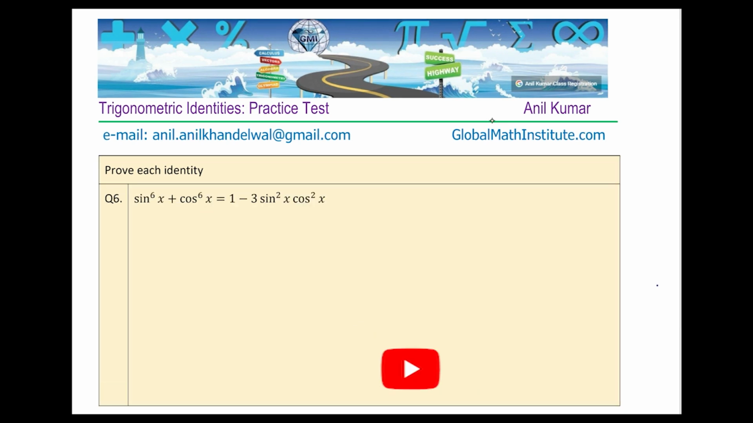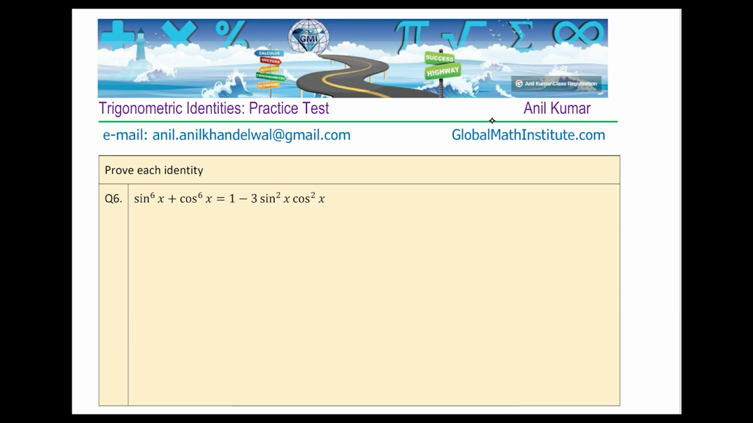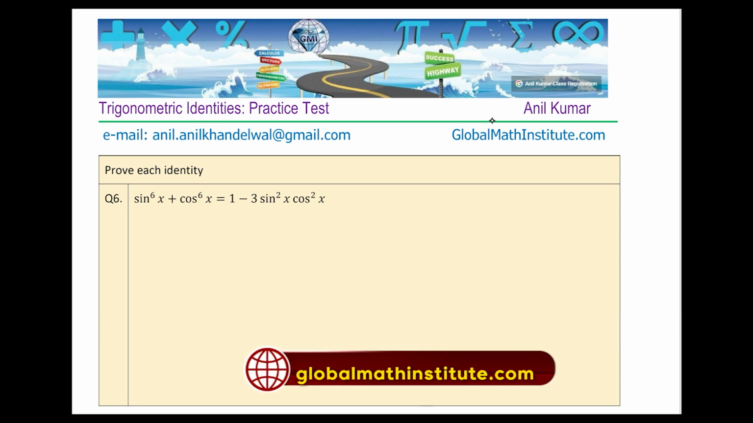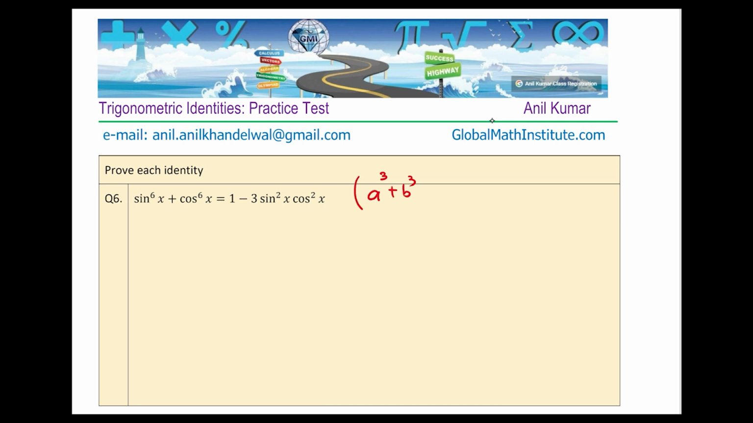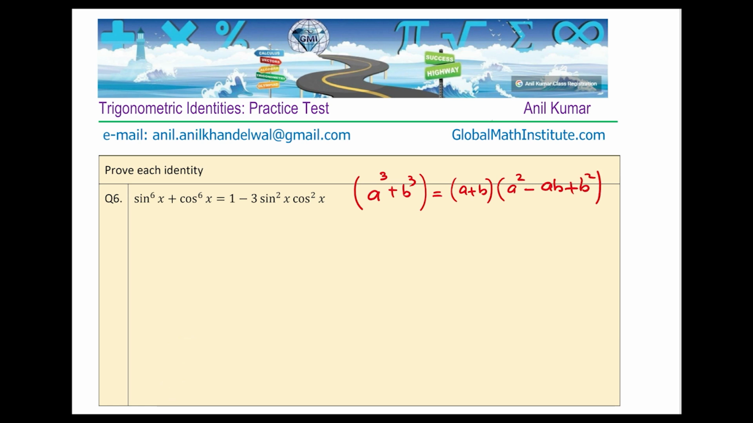Question number 6. Sine to the power of 6x plus cos to the power of 6x equals 1 minus 3 sine square x cos square x. You can pause the video, answer this question, and then look into my suggestions. The method to do this is to look into this expansion of a cube plus b cube. A cube plus b cube is a plus b times a square minus ab plus b square, correct? So that is what we could do.